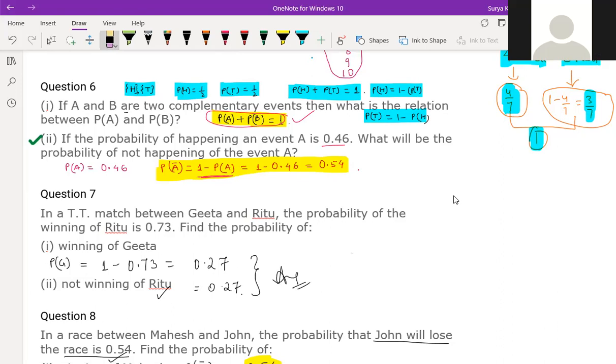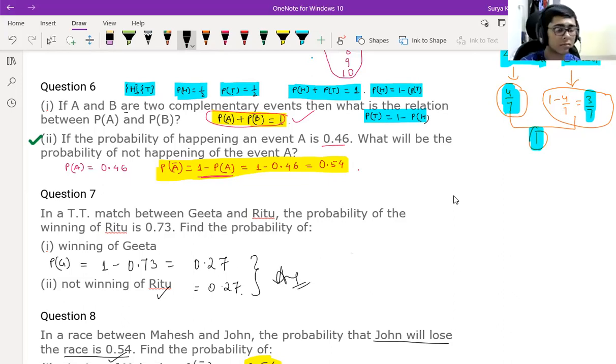If both include 1, it means the second part is that only, right? Getting or not, children? 1 minus something. That is there. It means that A and B are what? Complementary events. Here, complementary is not 90 degrees. Here complementary is what? The sum of two events is equal to 1.